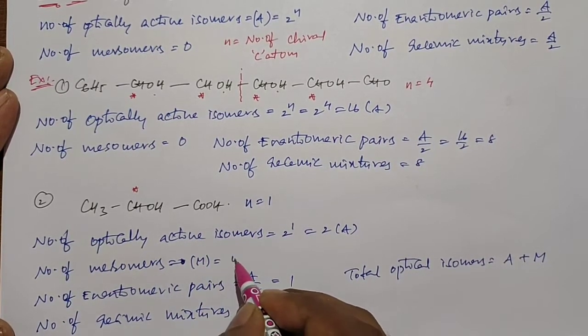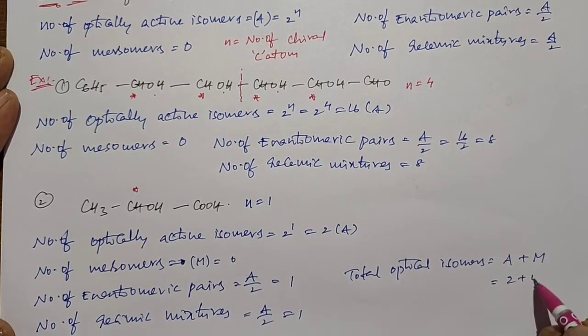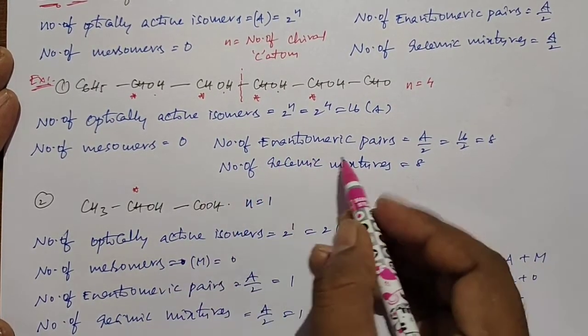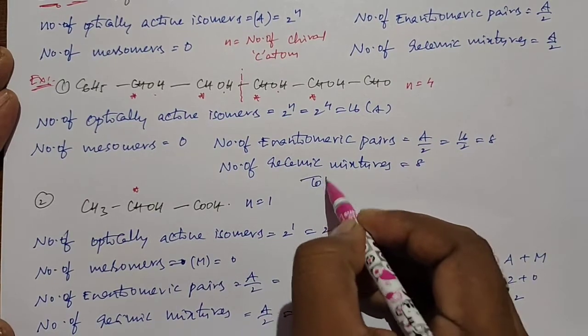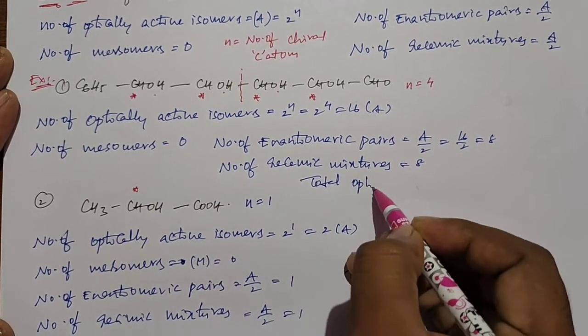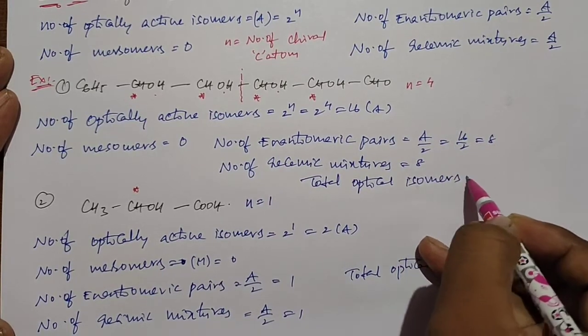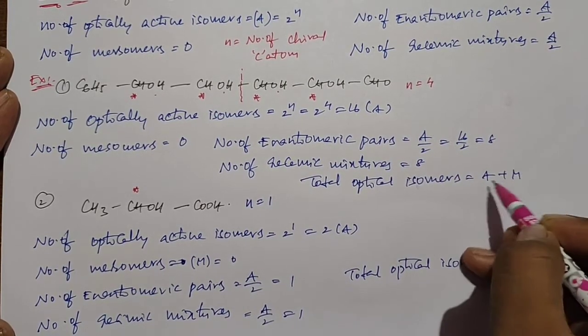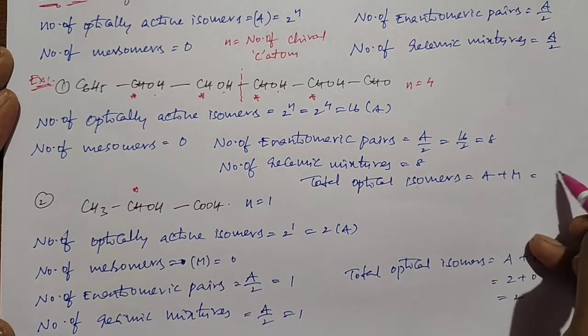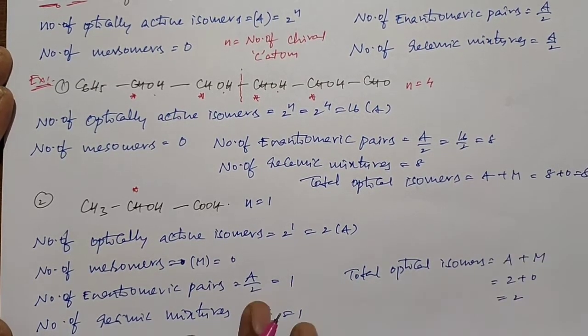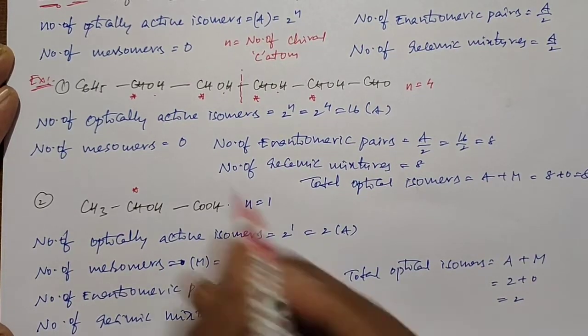M means number of mesomers. Then 2 plus 0, that is equal to 2. At this also, total optical isomers is equal to A plus M. Here A means optically active isomers, M means mesomers. So 8 plus 0, that is equal to 8. Okay, so just remember that formula.